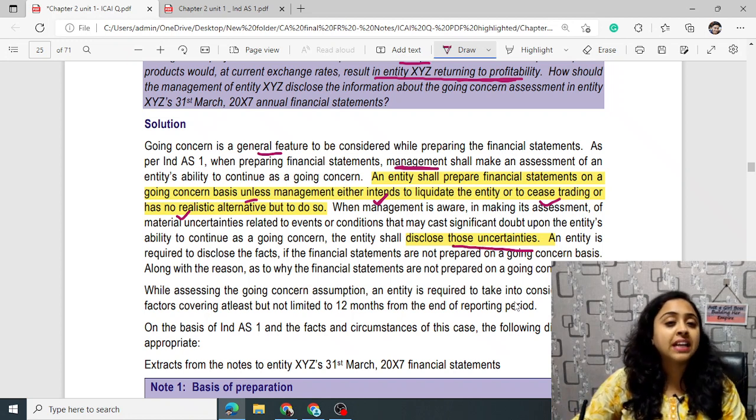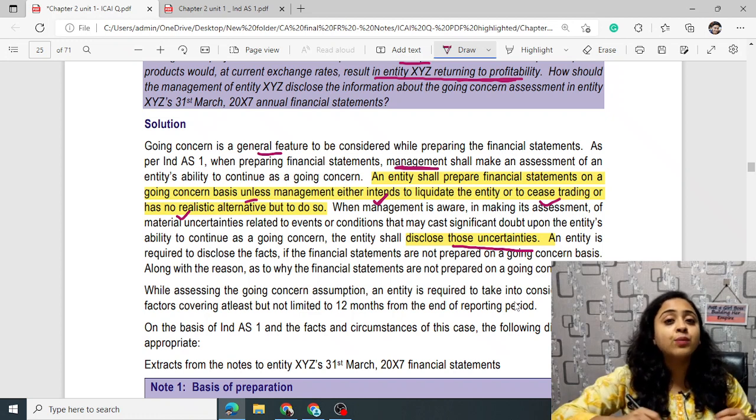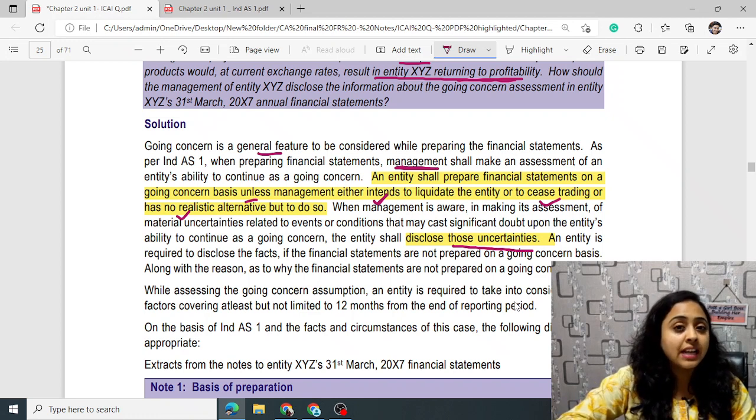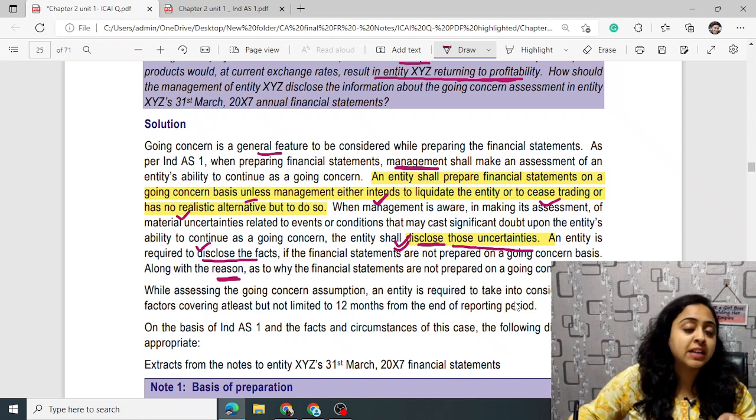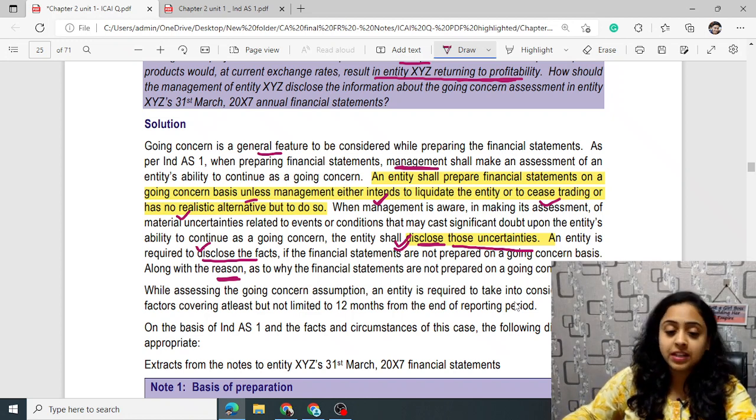It is said that if there are any uncertainties that will put the going concern assumption in danger, then the management needs to assess such uncertainties and disclose them. An entity is required to disclose the fact that the financial statements are not prepared on a going concern basis, along with the reason. They have to disclose this fact as well as the reason why the financial statements are not prepared on a going concern basis.